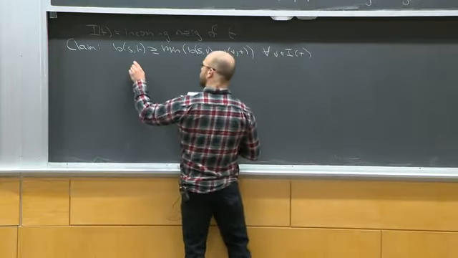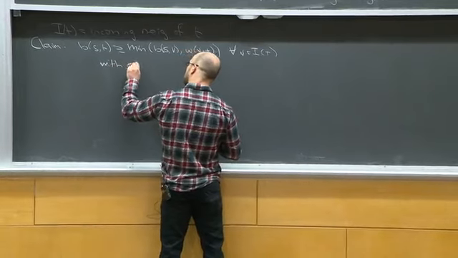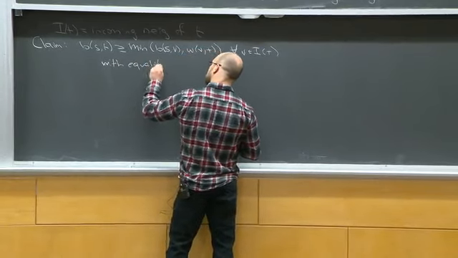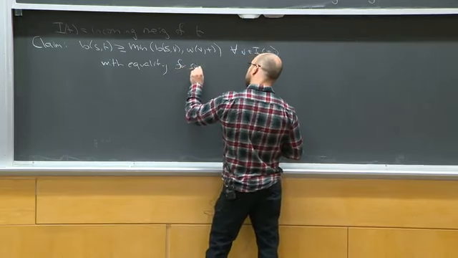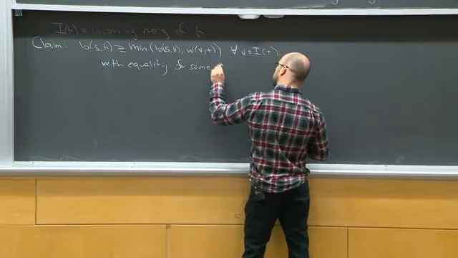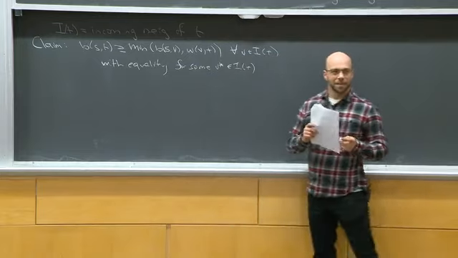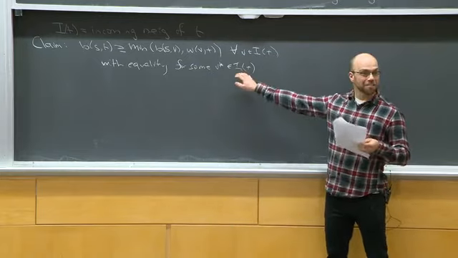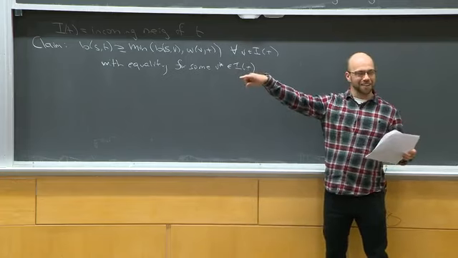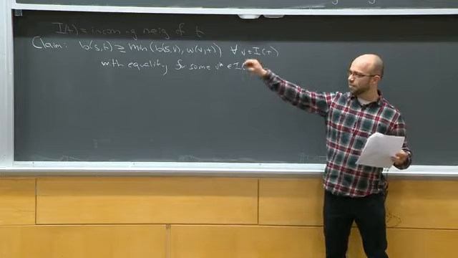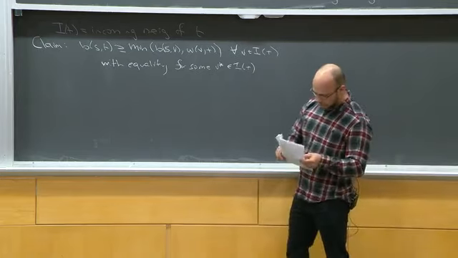And moreover, with equality for some V star in I of t. Okay? Guess what that V star is going to be? It's going to be the vertex that's sort of the previous one on the path of trucks that I actually take to ship stuff, right? Okay, so how could we prove this?